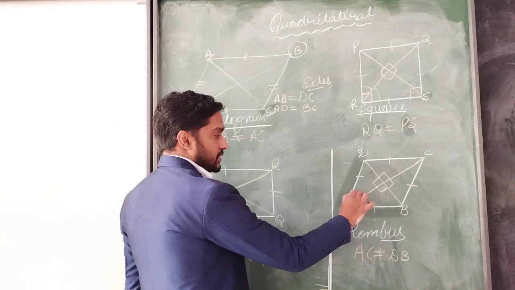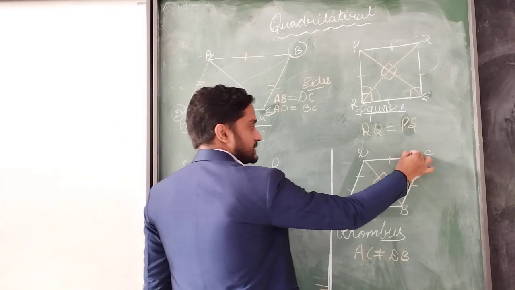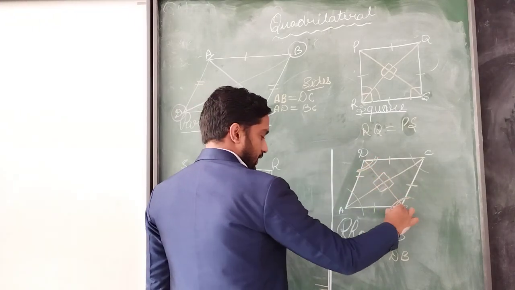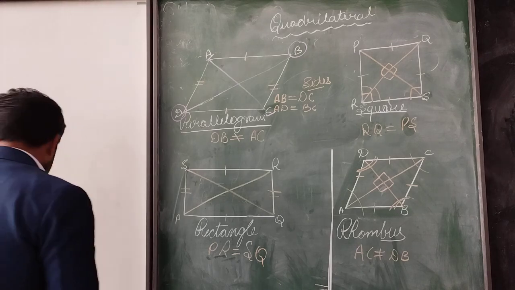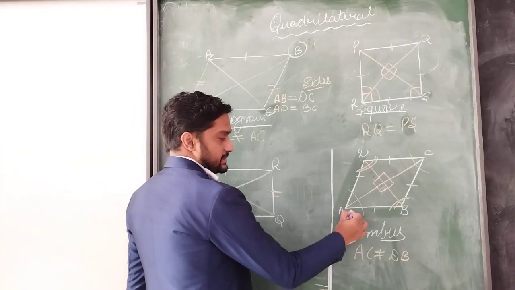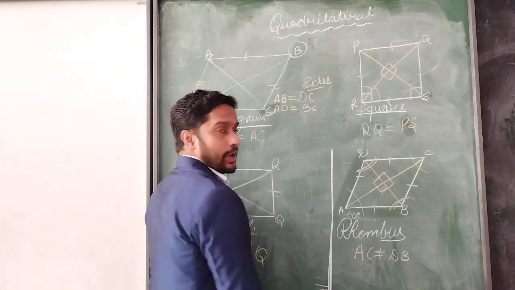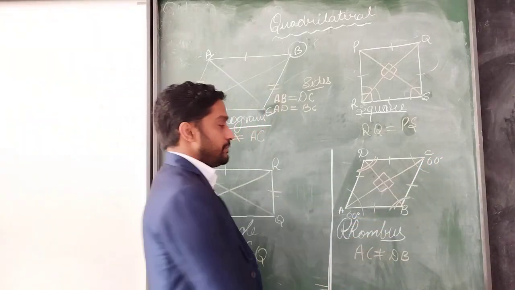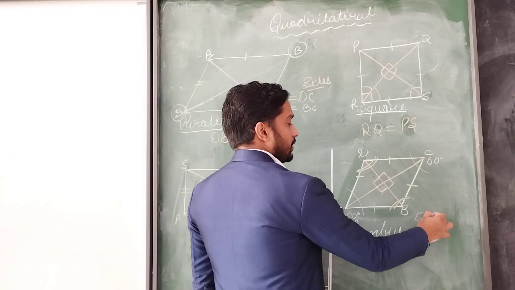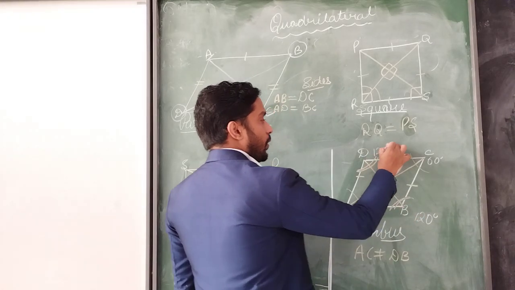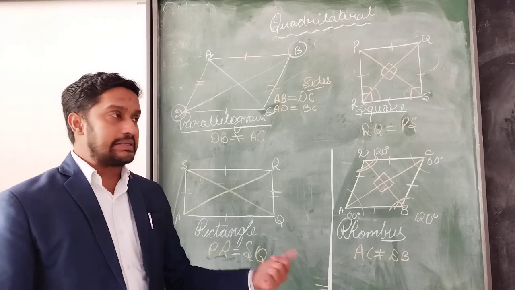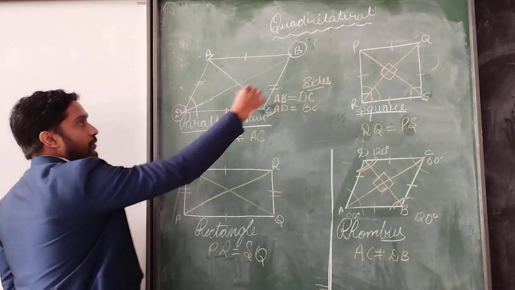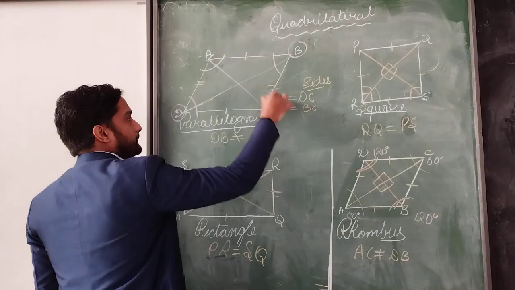One more thing, in a rhombus the opposite angles are equal. For example, if angle A is 60 degrees, then angle C will also be 60 degrees. And if angle B is 120 degrees, then angle D will also be 120 degrees. Opposite angles are equal in a rhombus, and in the same way in a parallelogram also opposite angles are equal.